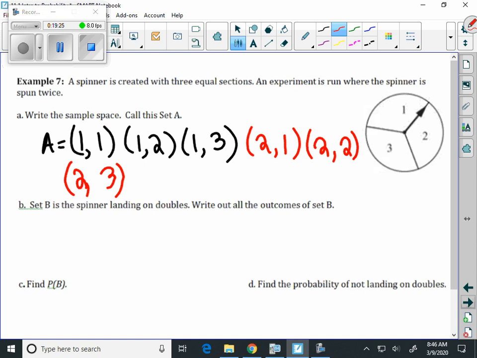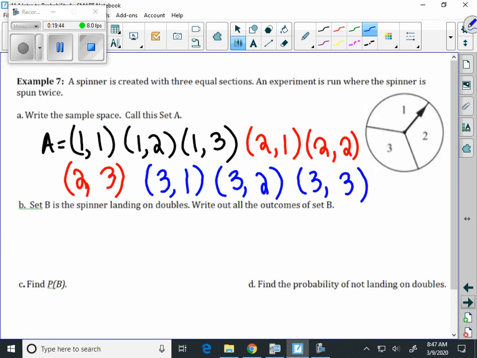We're doing 2 spins, and we're listing out all the possibilities that can occur here. We could get a 3 on the first spin and a 1 on the second spin. We could get a 3 on the first spin and a 2 on the second spin. We could get a 3 on the first spin and a 3 on the second spin.